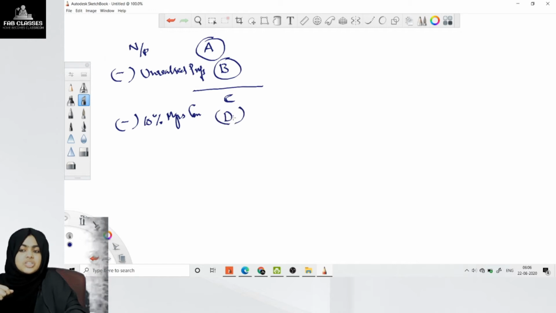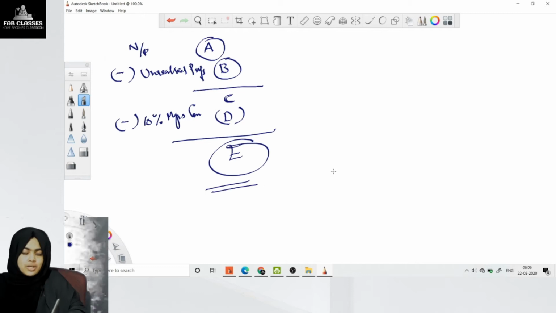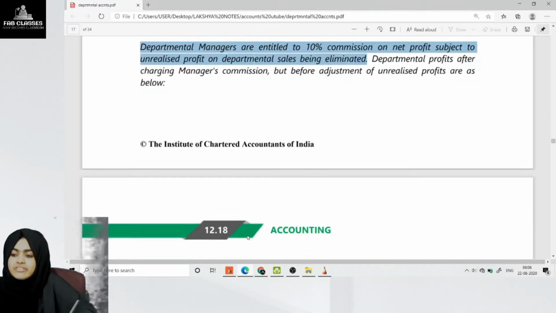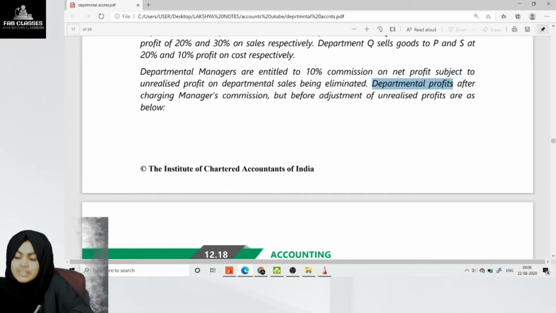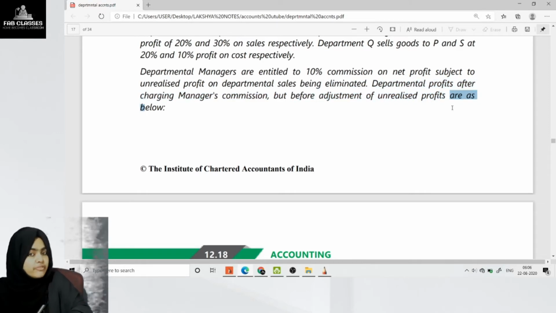10% manager's commission, let us say D, and then this will be the correct value. So this is the procedure we have to follow. This is how we have to do it. But the values which they have given us, what are they? They are the departmental profits after charging manager's commission but before adjustment of unrealized profits.